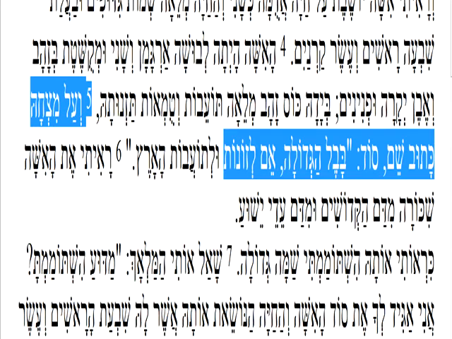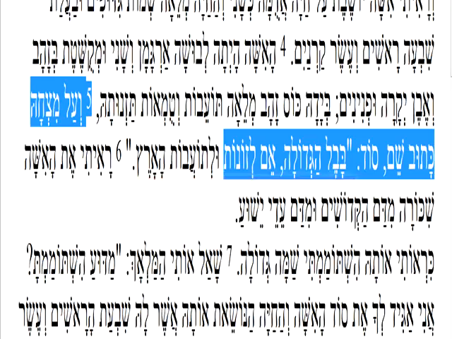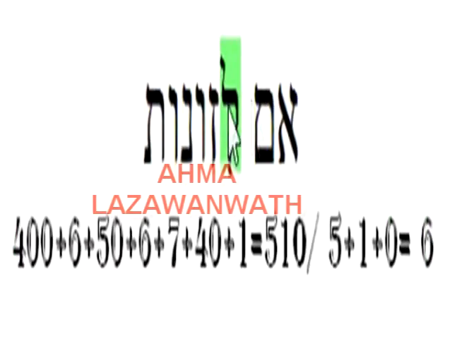But this one here, even though this is another way of saying mother of harlot, Hazanawath, this one here in particular doesn't work. All right, so we'll go with this one here, Amah Lazawanwath. All right, and then Amah Lazawanwath there, as you can see, that's what I have here.